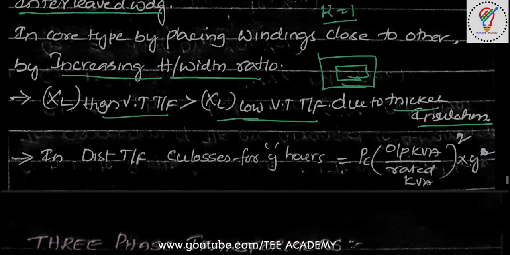Okay, so in a distribution transformer, the core losses for Y hours, where Y is say T hours, so the core losses are proportional to T hours. The copper losses are equal to P_c into output kVA squared divided by rated kVA whole squared, into Y hours.